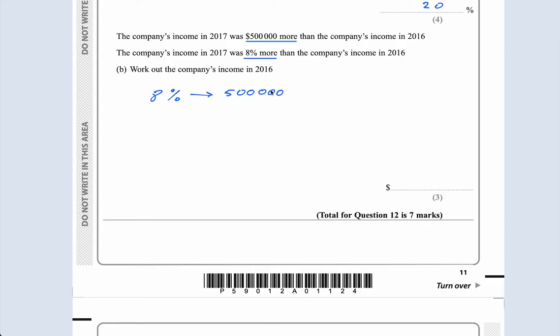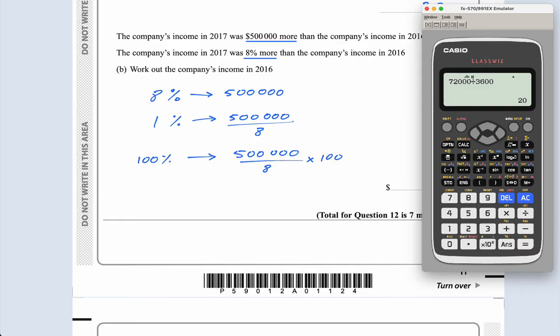So if I have 8%, how do I get 100%? Well, I say 1% is this divided by 8, and then 100% is this times 100. So I divide by 8, multiply by 100. Let's do it, so it's 500,000 divided by 8, multiplied by 100, and I get 6,250,000.